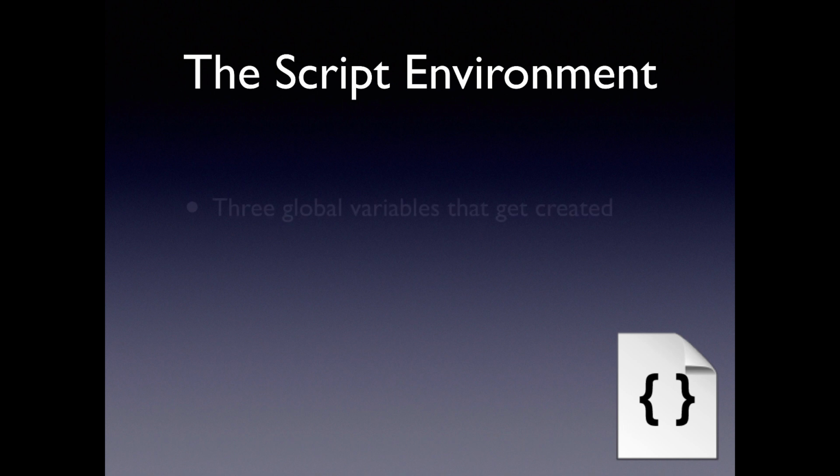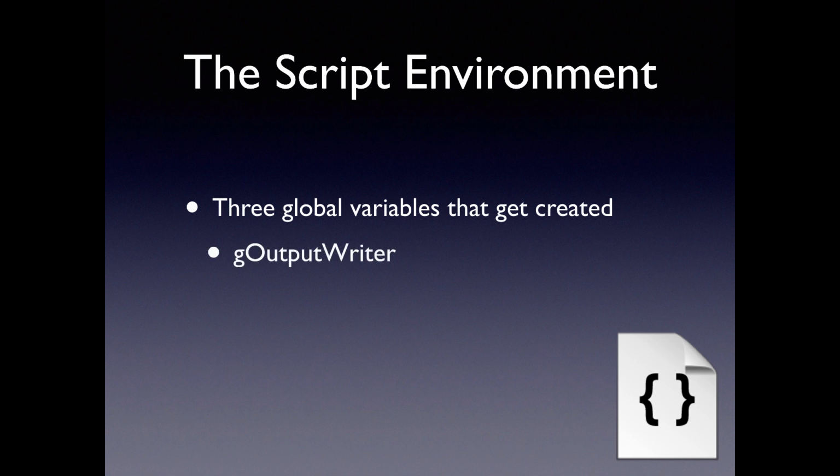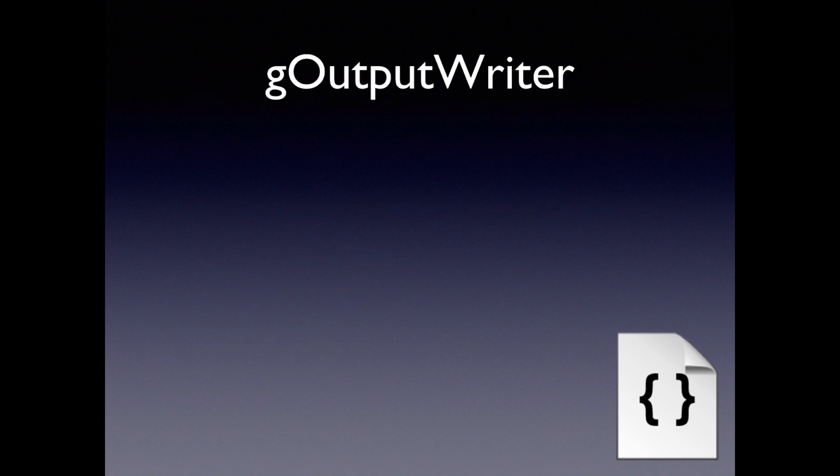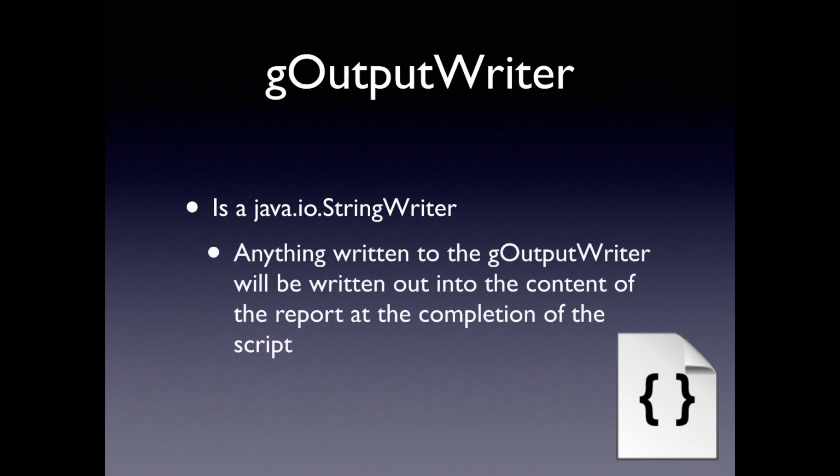Okay, now let's take a look at the script environment that gets set up when we run a script. So when a script is run, there are three global variables that get created. The first one is g_outputWriter, which we used in our previous example. And then there is g_reportMacros and g_systemData. So let's take a closer look at these. The g_outputWriter is actually a java.io.StringWriter, and basically anything that is written to the g_outputWriter is going to be written into the content of the report at the completion of the script, and that's important to keep in mind.